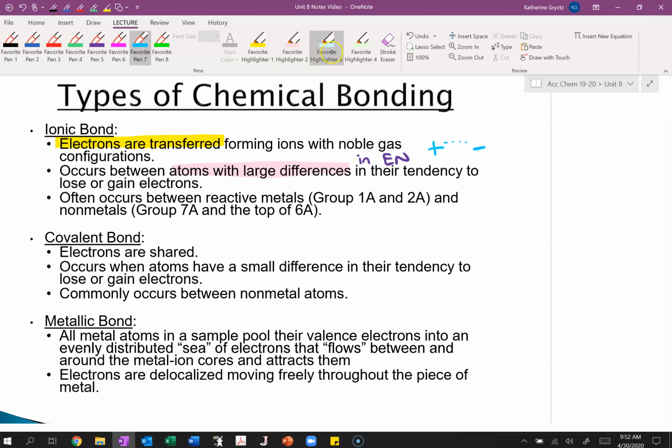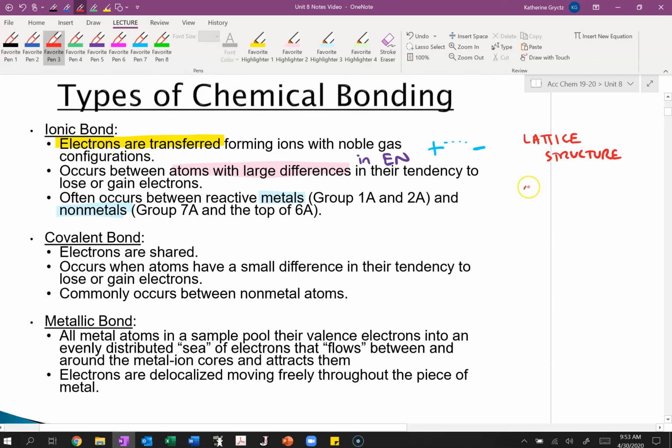Usually this happens between metals and nonmetals. And typically it's the metals that are more reactive, group 1 and 2, and the nonmetals that are also more reactive, groups 6 and 7. But it can happen with others. But what we're going to do this unit is more draw pictures instead of write sentences and explain them. And so when we draw ionic compounds, we generally show them in what is called a lattice structure.